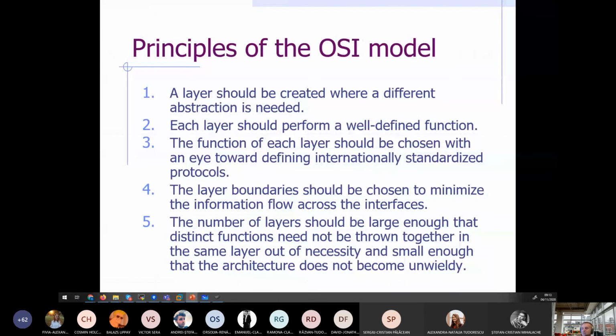How was this model designed? It was designed with a few ideas in mind, and I'll go fast over it because this is mostly philosophy. A layer was created wherever a different abstraction was needed. Each layer should perform a well-defined function, and we don't need functions that are too complex on their own and perform operations at different levels of abstraction. The function of each layer should be chosen with an eye towards internationally standardized protocols. The layer boundaries should be chosen to minimize the data flow across interfaces. And the number of layers should be large enough that distinct functions need not be thrown together in the same layer just because we don't have enough layers. This was the philosophy behind it. I don't need you to remember this, but I need you to remember that there is this model.